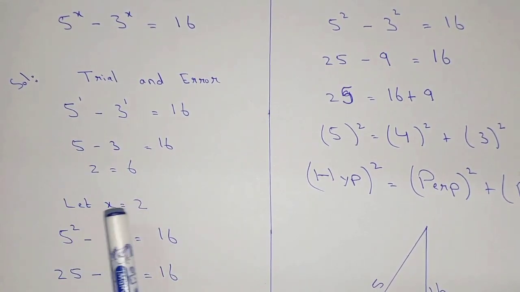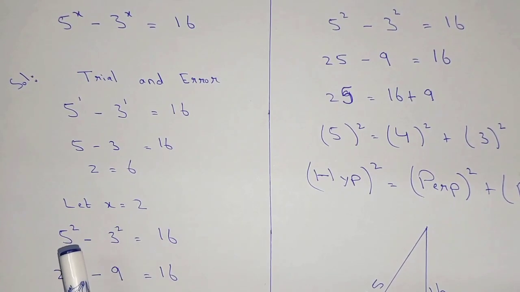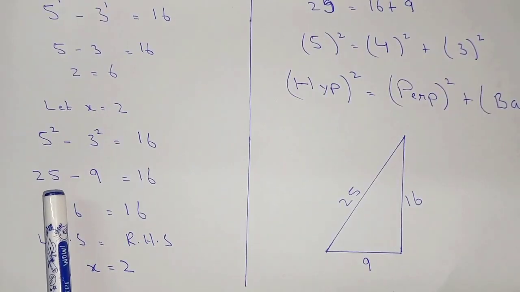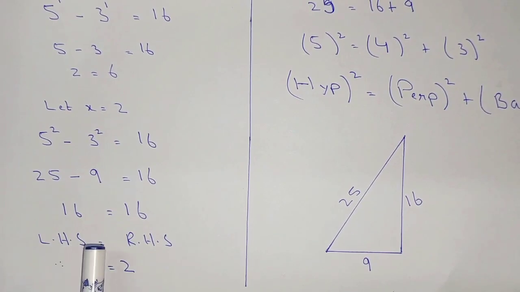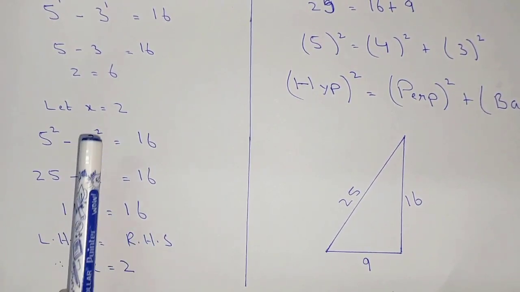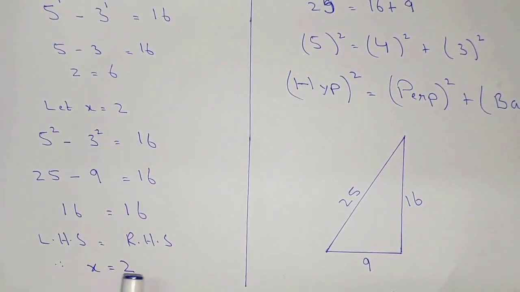So let's suppose x is equal to 2. So 5 square minus 3 square equal to 16. So here we have 25 minus 9 equal to 16. So 16 equal to 16. Here left hand side equal to right hand side. It means we can say that the value of x is equal to 2.